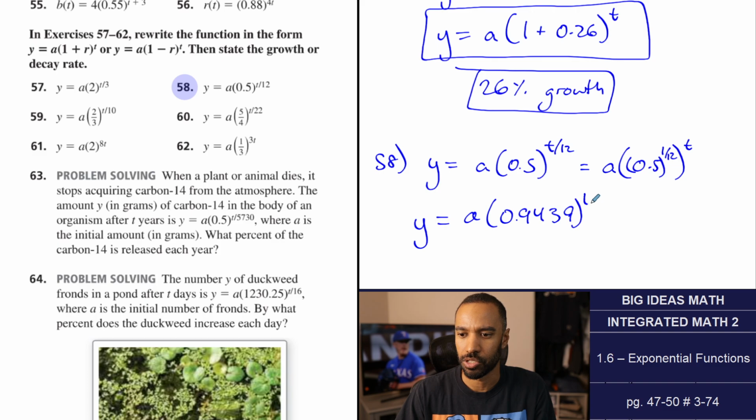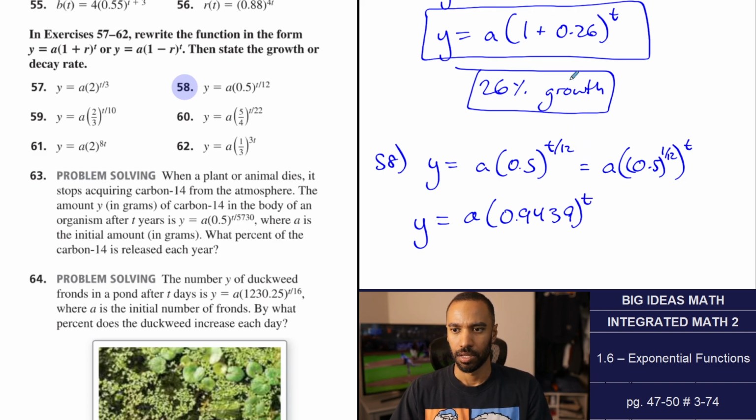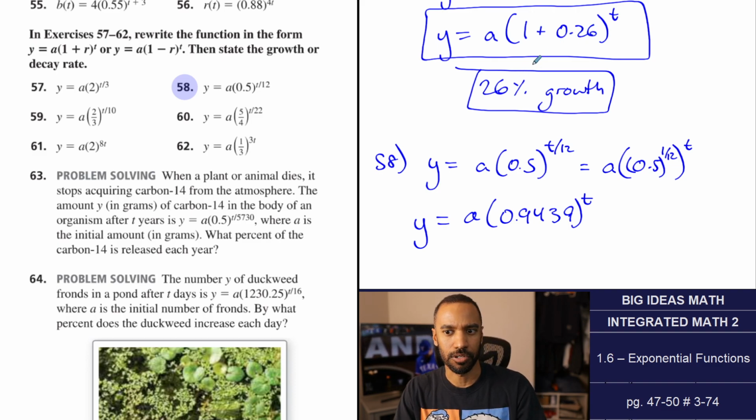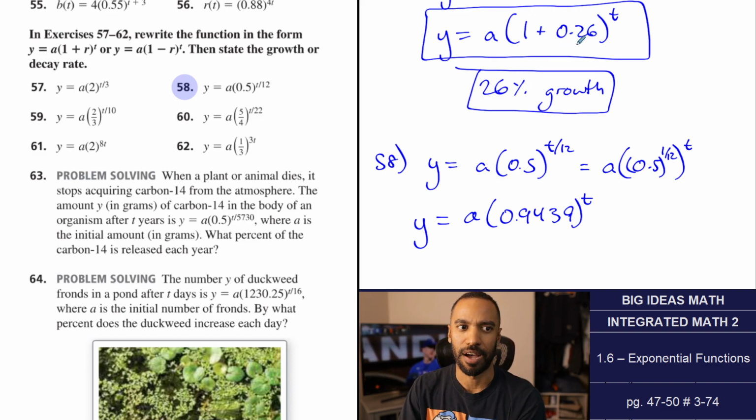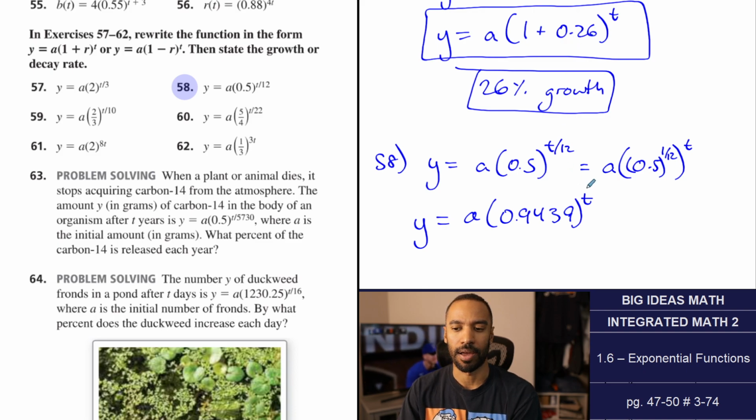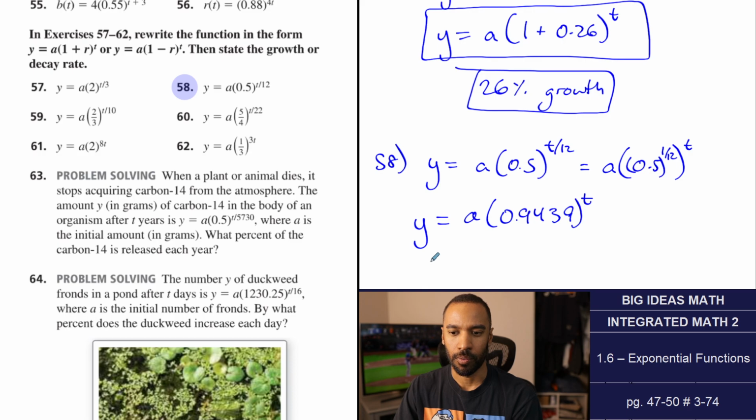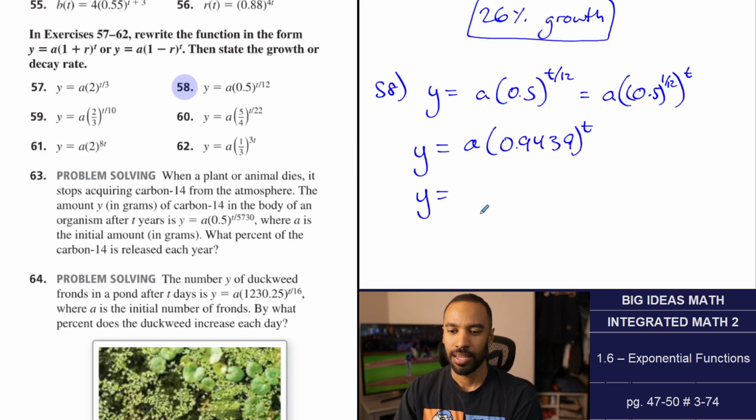0.9439 raised to the t power. So the last one, though, was correct here still because it was 0.2599. So this did still round to that appropriately. So this is a decay, though, right? This is a times 1 minus some value.